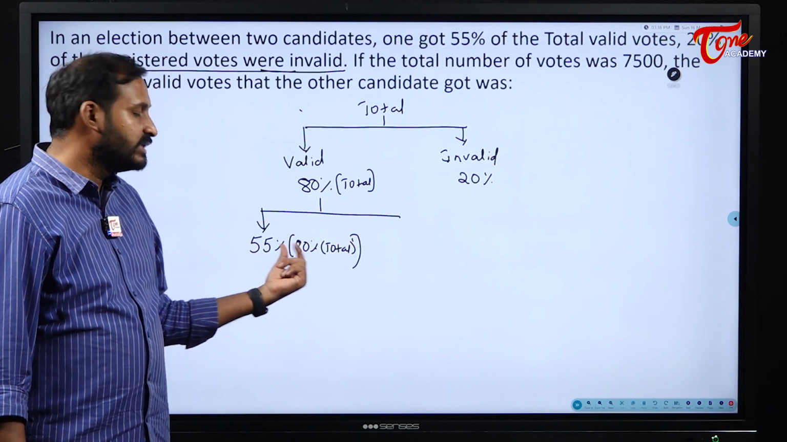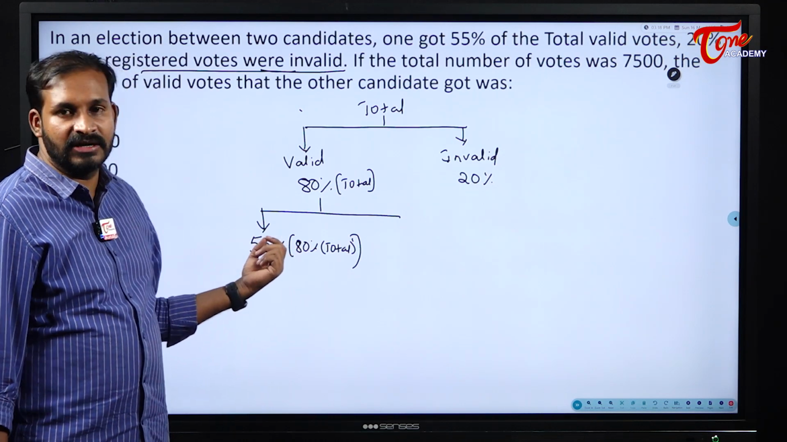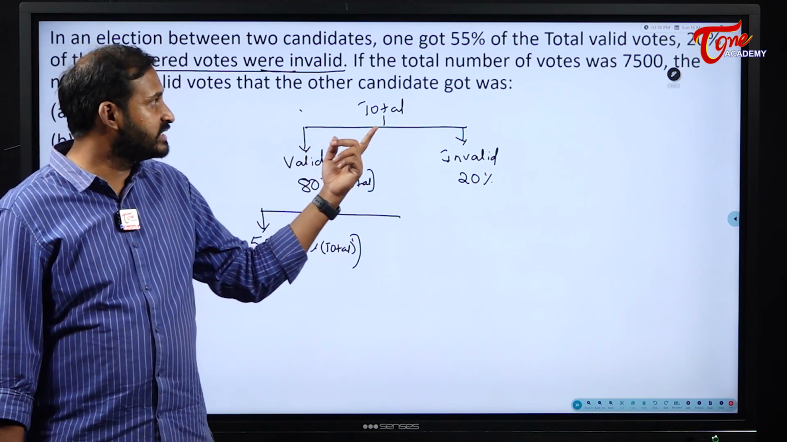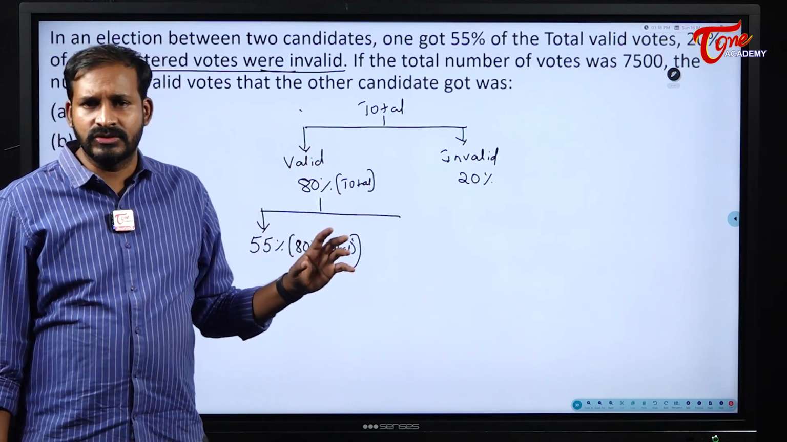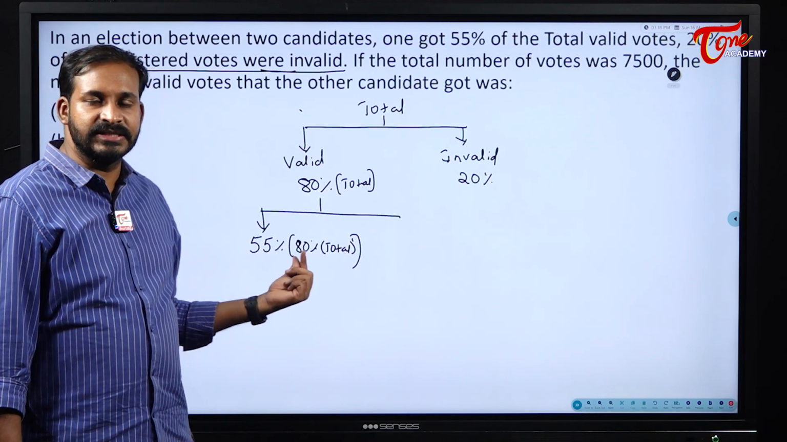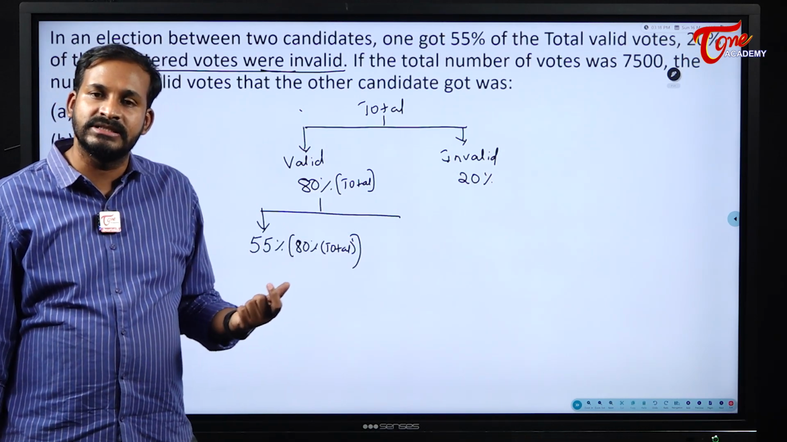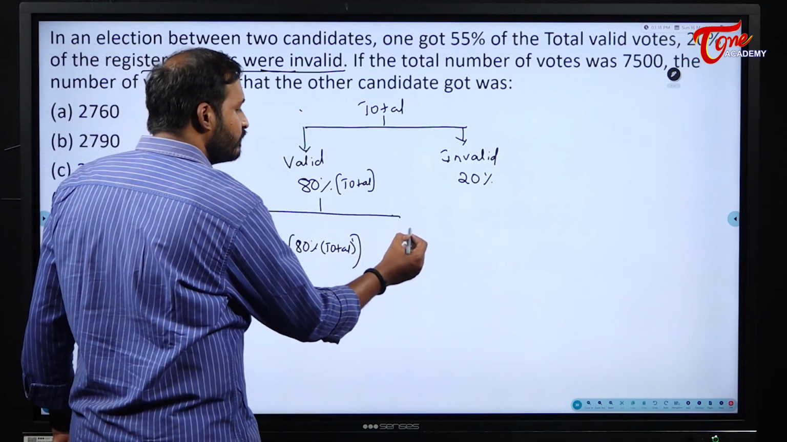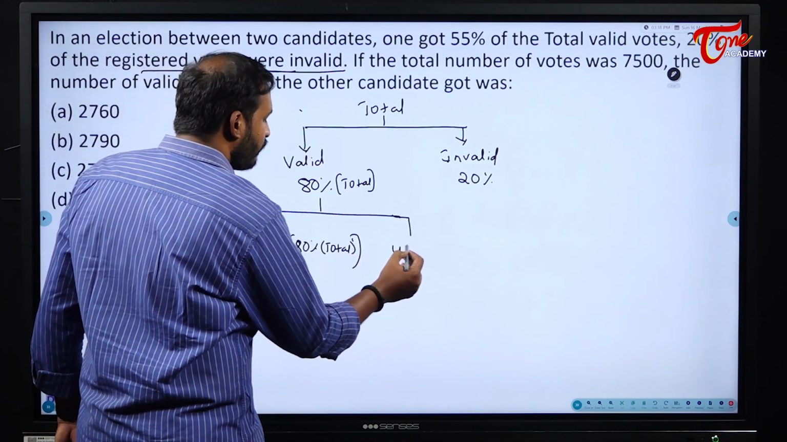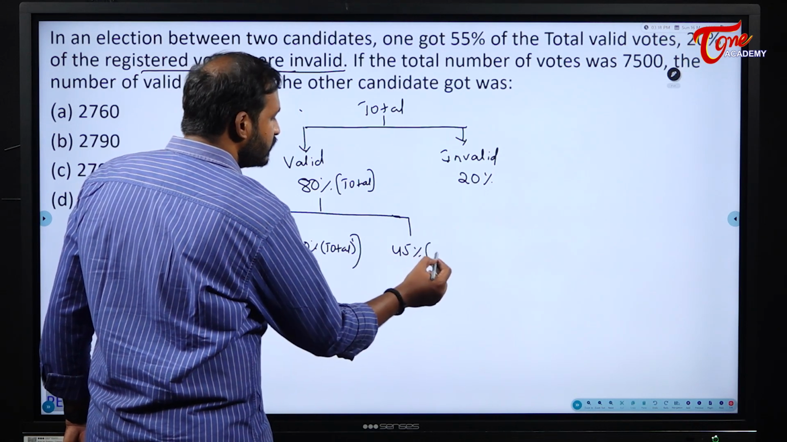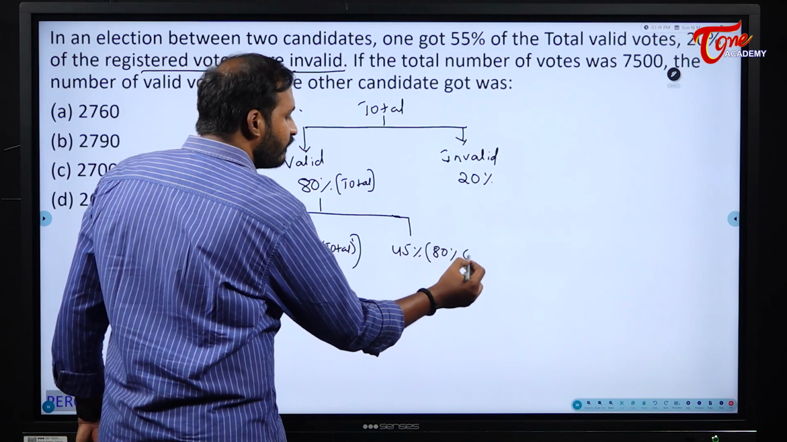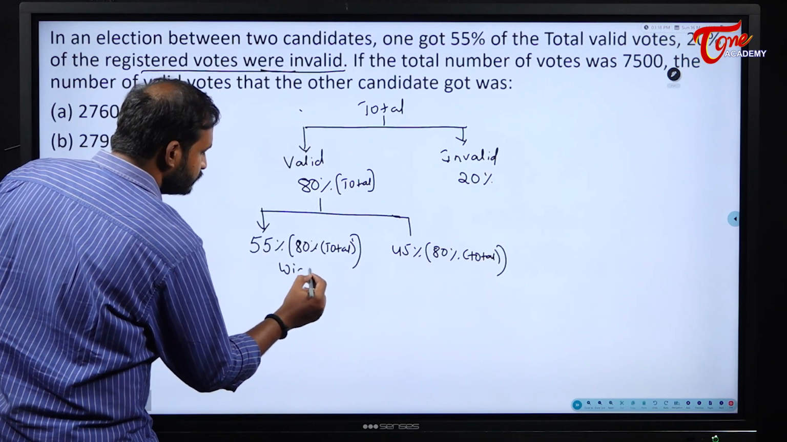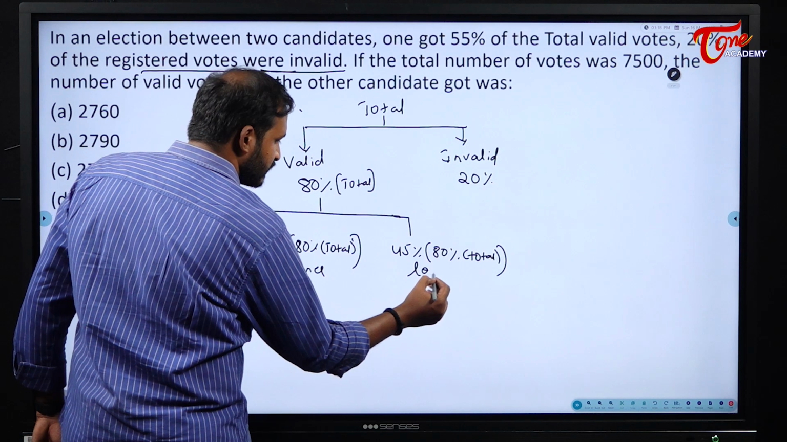So 55%. See, if the winner gets 55% of valid votes, what about the loser? Did he speak anything about NOTA here? No, right? So obviously, if he gets 55%, the loser will get what percentage? The loser will get 45% of valid votes. Why? Because the sum should be equal to 100. So 45% of valid votes is how much there? 80% of total. Okay, this is the winner and this one is the loser.